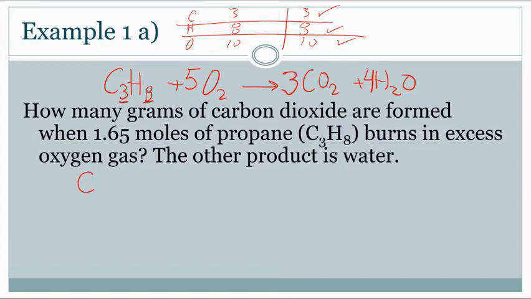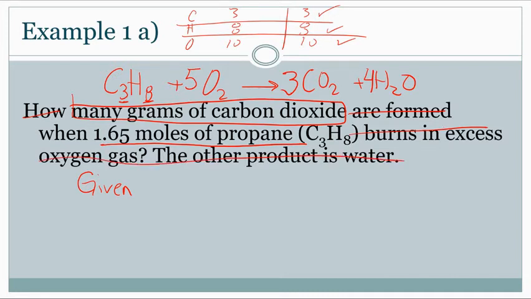Now I'm going to start with my given, and notice I'm given moles of my starting substance. My question is how many grams of carbon dioxide are formed? Everything else can kind of disappear. So my given is 1.65 moles of propane, C3H8, and that's going to burn, and you're going to go to carbon dioxide.